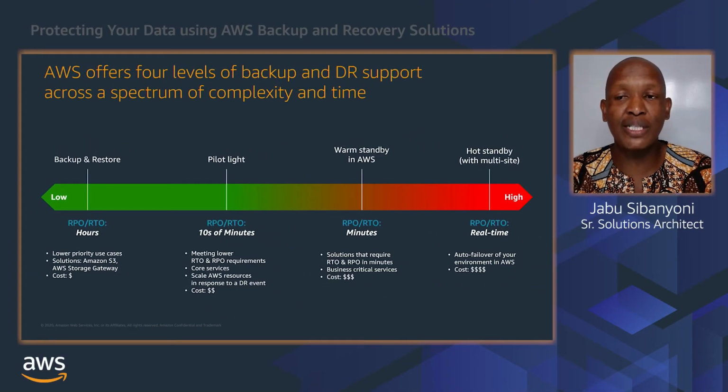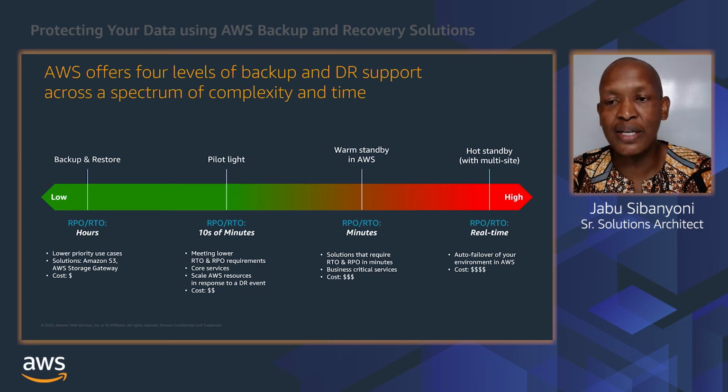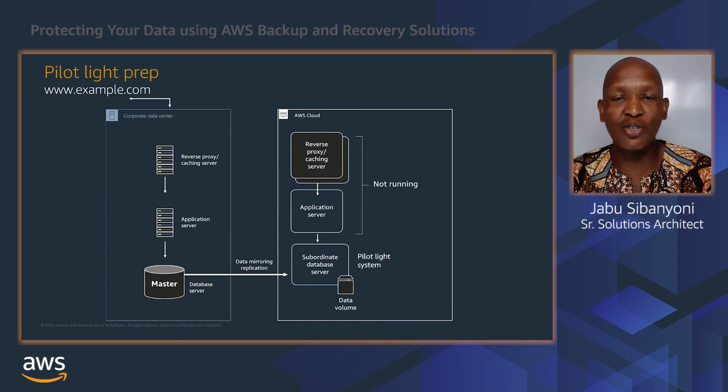Then for your hottest data, or for your most critical applications, you require to use hot standby in AWS, where you have a multi-site approach to your disaster recovery. So this allows you to be able to auto fail over your environment into AWS. So now let's look at all those strategies and how they work.